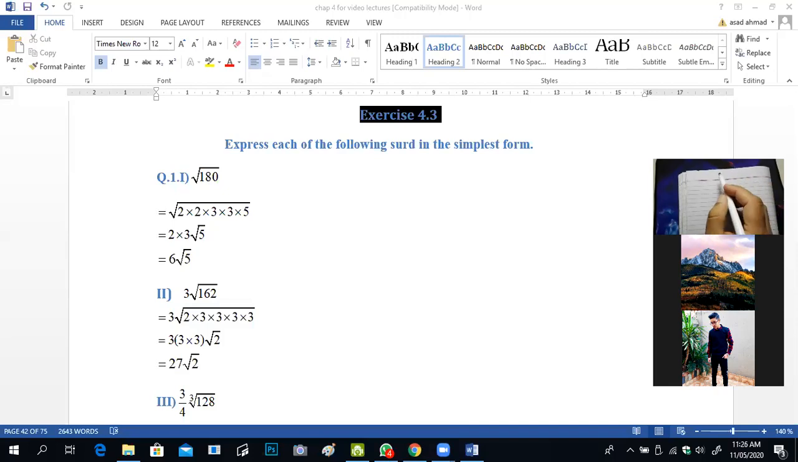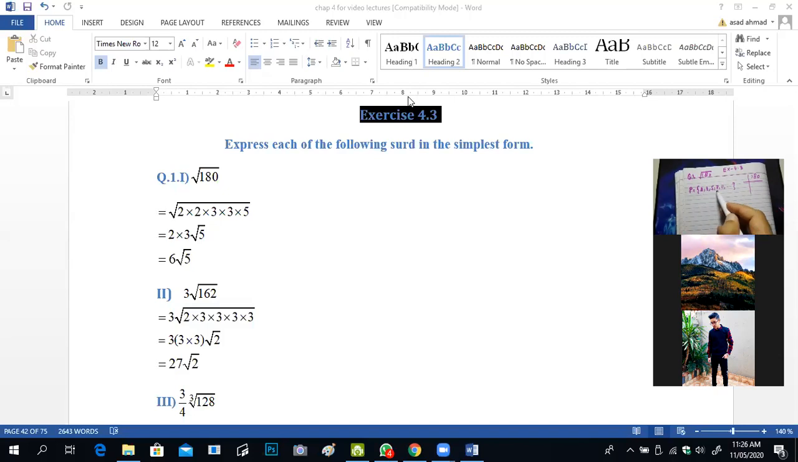Okay. So you can see that I have to explain the number 180 under its radical sign. It is question number 1 of exercise 4.3. For your convenience, remember that we have to convert the number into prime numbers. So you write 180 on one side and go for the prime numbers. Don't forget, prime numbers are numbers like 2, 3, 5, 7, 11. These types of numbers are called prime numbers.